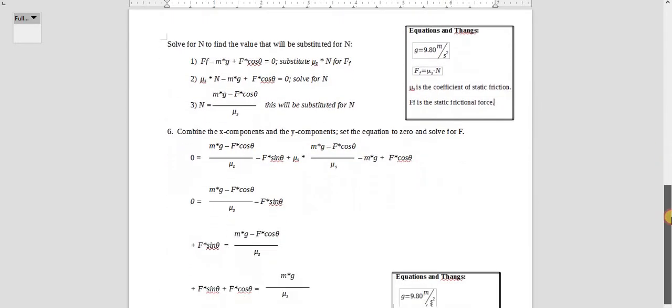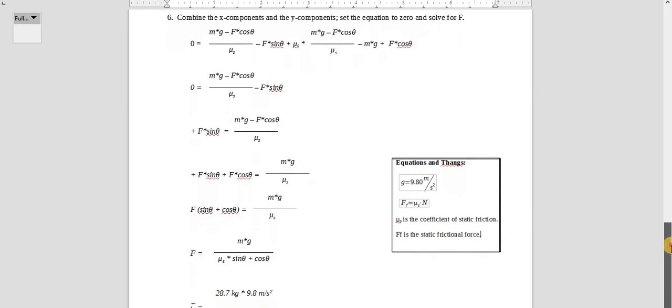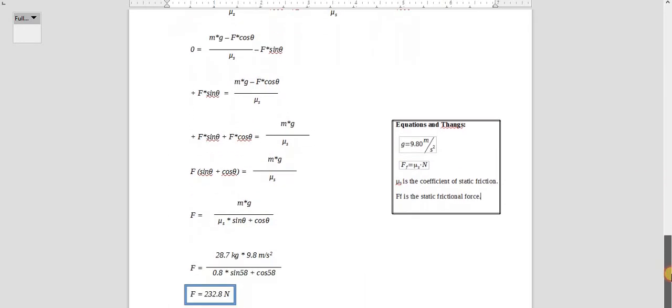to get N, and then for step 6, it's the last part, the good part, we just combine the x components and the y components, set the equation equal to 0, and solve for F. And that's what I did here. And then at the end, we got this resulting equation, and then from there we just plug in what was given to us, and this is my answer.